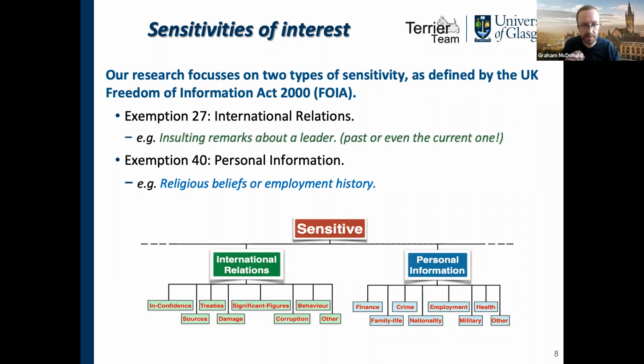So 92% of paper records, so documents and photographs and stuff like that, that were closed, i.e. were not released between, I think, 2005 and 2014, were closed due to personal or national interest sensitivities.